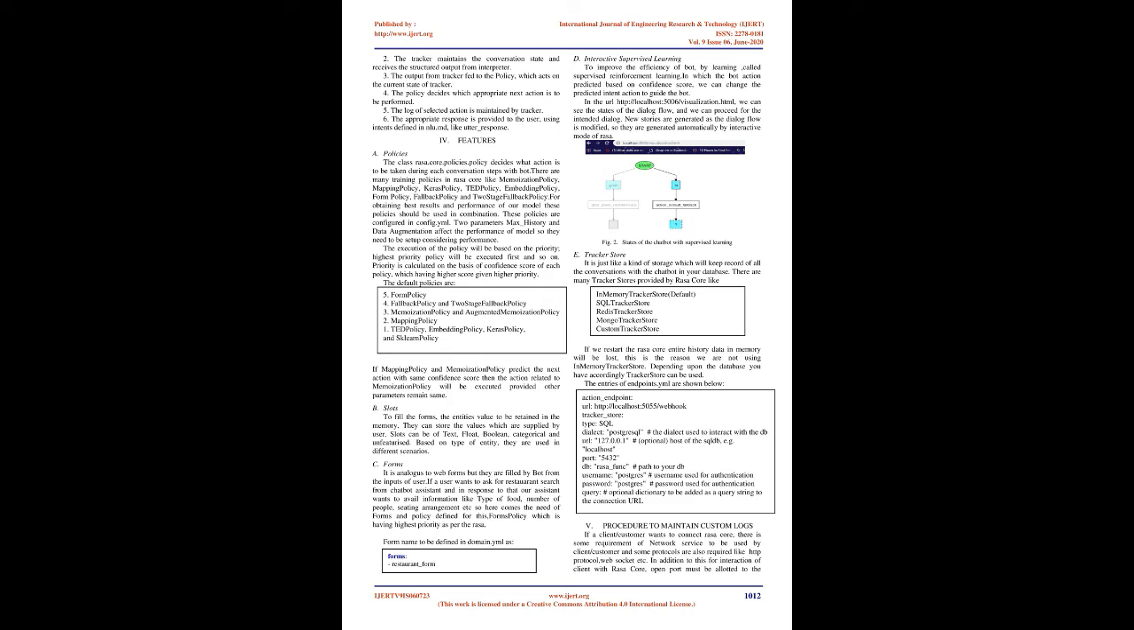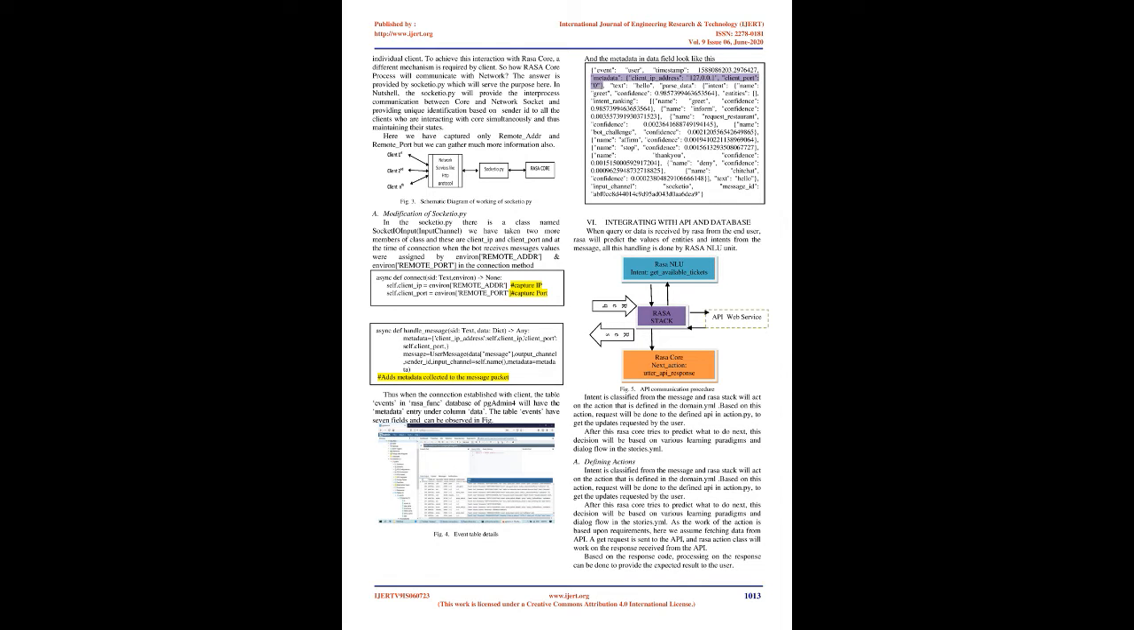The entries of endpoints.yml are shown below. action_endpoint, url, localhost:5055; tracker_store, type, SQL; dialect, postgresql, the dialect used to interact with the DB; url, 127.0.0.1, optional, host of the SQL DB, e.g. localhost; port, 5432; db, rasa_func, path to your DB; username, postgres, username used for authentication; password, postgres, password used for authentication; query, optional dictionary to be added as a query string to the connection URL.